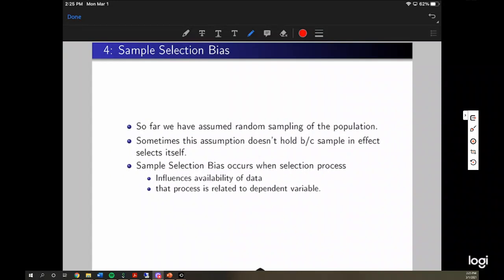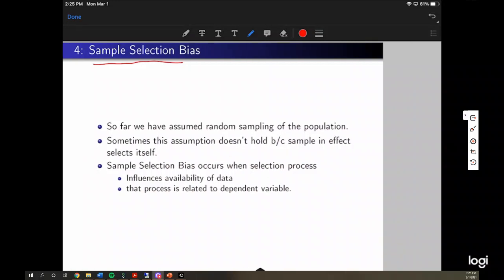Number 4, sample selection bias. Remember, we're in threats to internal validity, number 4. So far we've assumed random sampling of the population, but sometimes this assumption doesn't hold because the sample in effect selects itself. Sample selection bias occurs when the selection process is influencing the availability of data, and that process is related to the dependent variable. So let's think of some examples.